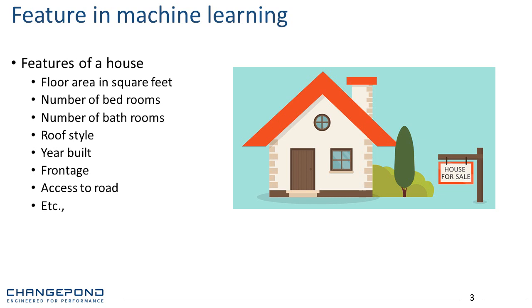When you want to sell a house, what are the factors which will determine its price? The floor area in square feet, number of bedrooms, number of bathrooms, the style of roofing, whether it has a garage or not. These are the features of a house. Later in this presentation, we will examine features in more detail and why they are important in machine learning.